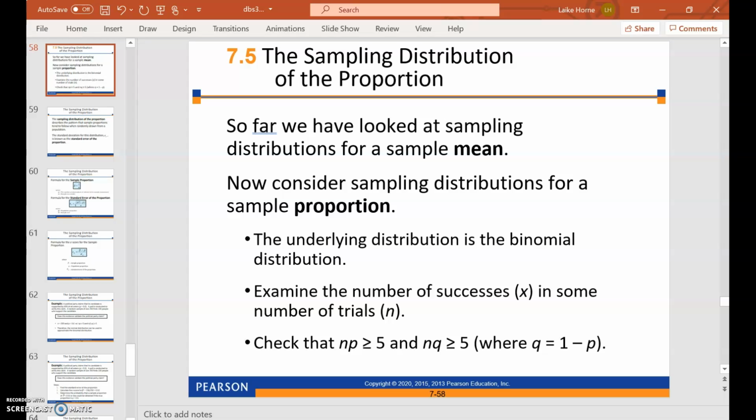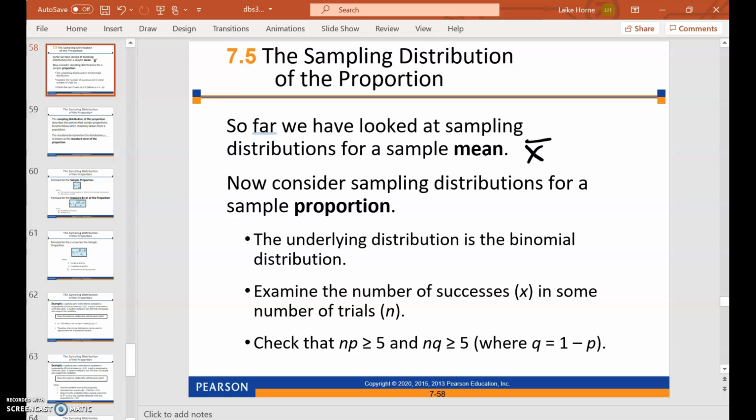This is a short video which is going to provide an overview of section 7.5. So we've been looking at sampling distributions for a sample mean, x bar. Now we're going to look at sampling distributions for a sample proportion.